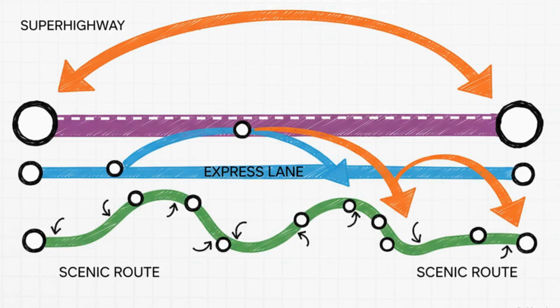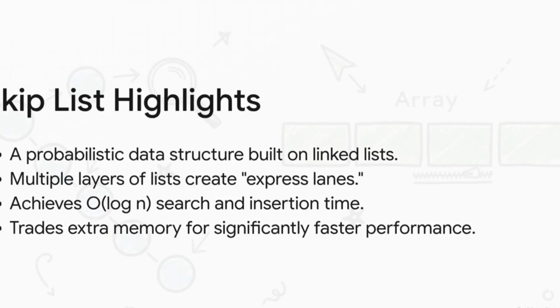But why stop there? We can add even more layers, creating these super highways that let us make even bigger jumps. You start on the highest, fastest layer, you jump as far as you can, and then you drop down layer by layer until you're on the main road right next to your target. And this is the power of a skip list.